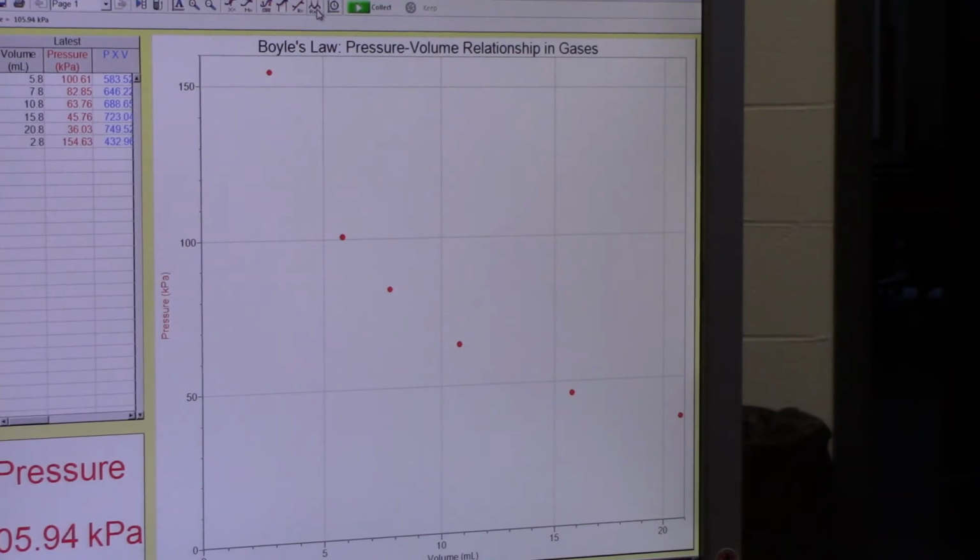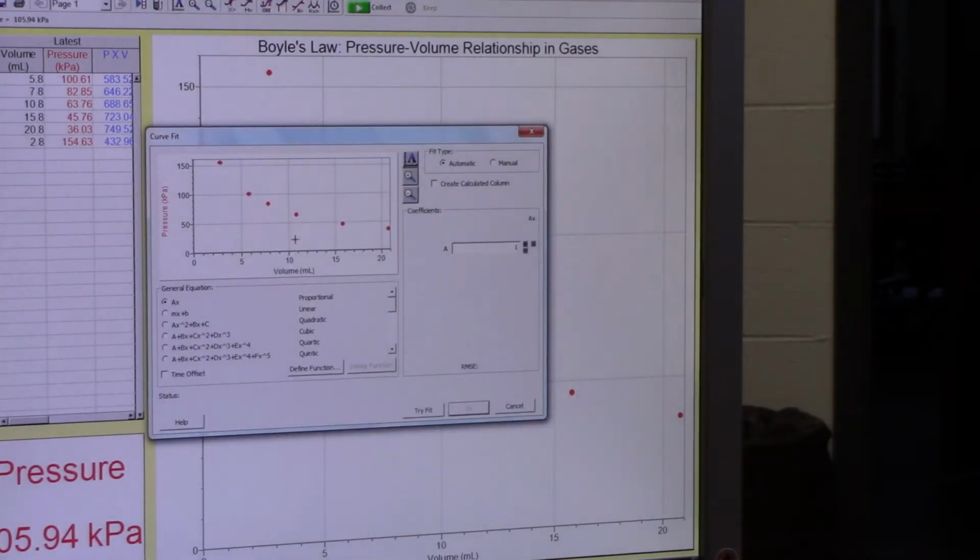So what we got here is, up here in the toolbar, there's f of x equals something, and there are different equations that could fit your data. And what we're going to do is go through several of them and try to find the best fit. The first one is a linear relationship. So it's y equals ax. So that's simply proportional.